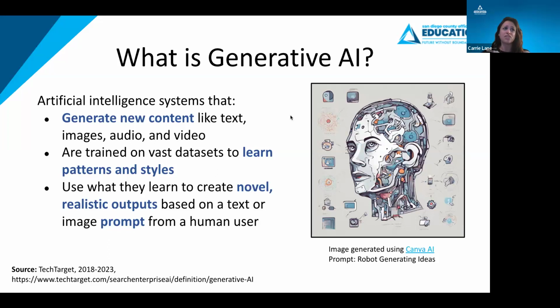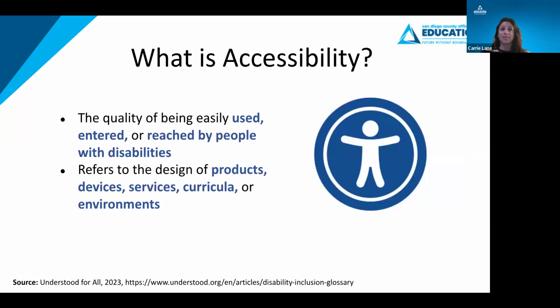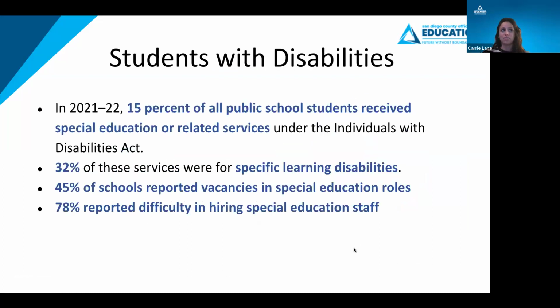And so when we look at generative AI, and we think about accessibility, which is making sure that things are reachable by people with disabilities, and that includes products, devices, services, curricula, and environments. When we're trying to make something accessible for students, we actually have a really unique opportunity with generative AI because it provides us with a lot of information and a lot of generated content that would otherwise be tricky to meet the needs of all of our different learners.